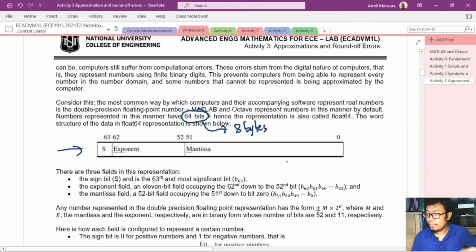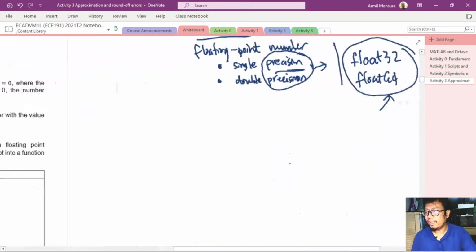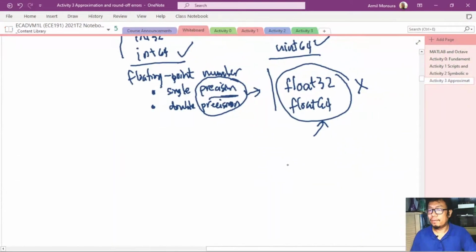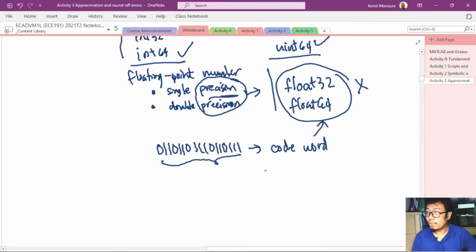We call this code word. When you have a binary number, say for example 0110111 0111 011011, and this number has a meaning in computers, if this actually represents something, this is what we call a code word. And how many bits this code word has is what we call the word length.